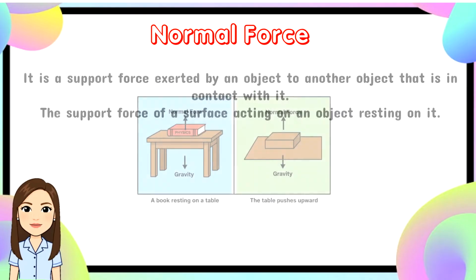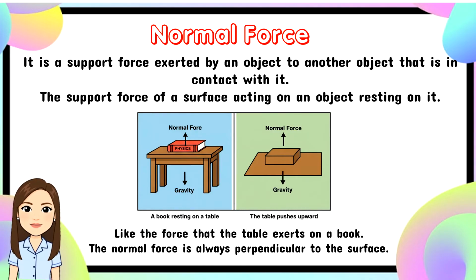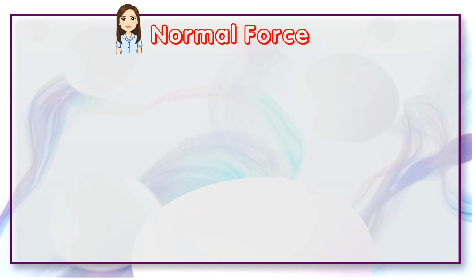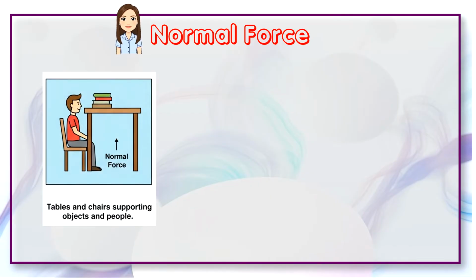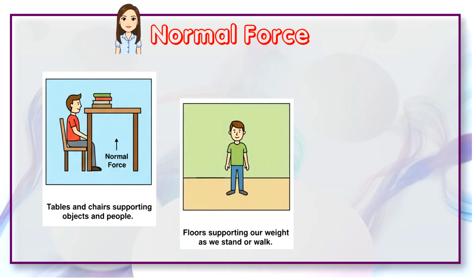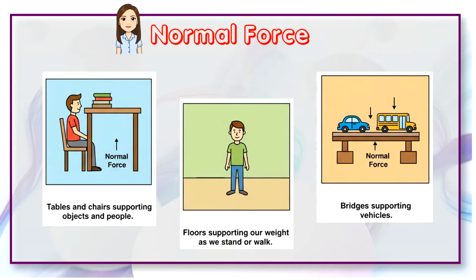Normal force. It is a support force exerted by an object to another object that is in contact with it. The support force of a surface acting on an object resting on it, like the force that the table exerts on a book. The normal force is always perpendicular to the surface. These are some examples of normal force. Tables and chairs supporting objects and people. Floors supporting our weight as we stand or walk. And bridges supporting vehicles.